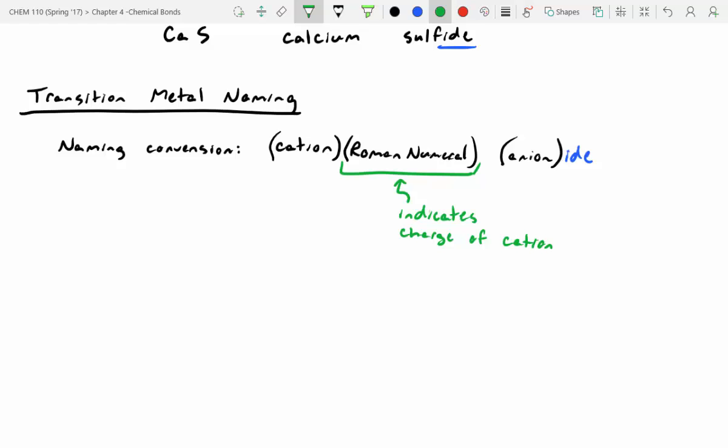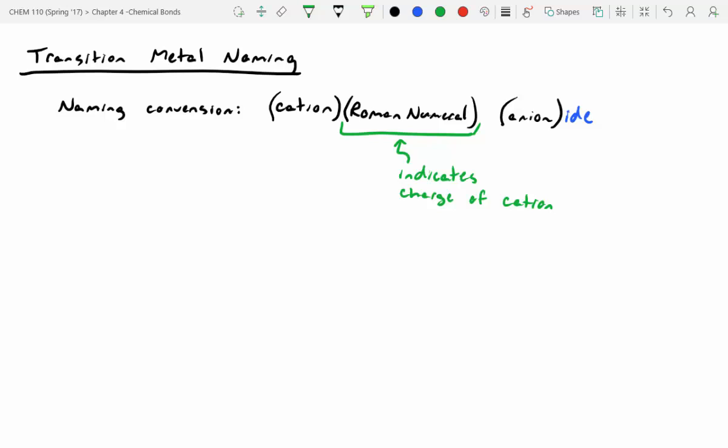Also, just like before, we're not going to use mono, di, tri, tetra, or any of those because it's ionic. You only use those with covalent compounds. So let's try a couple of them. Let's try FeCl3. So in this case, iron, if you look at the periodic table, is number 26. It's in that center block. So that indicates we need to use a Roman numeral. And it is a metal and a non-metal, which confirms that it is ionic too.